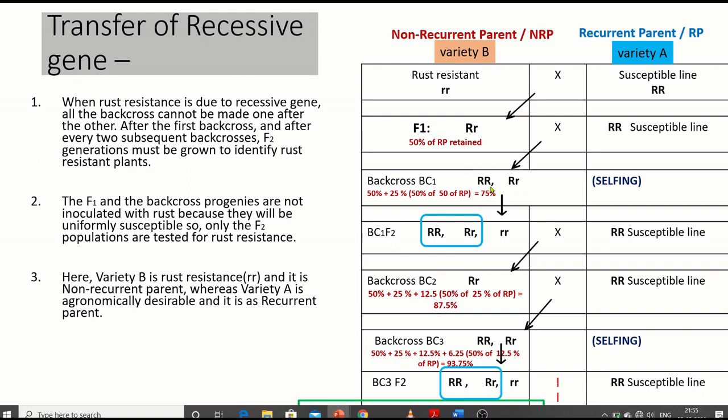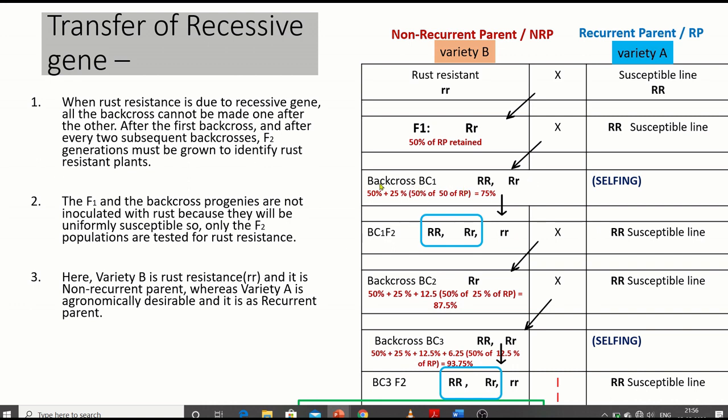How? If we self this, selfing doesn't mean we are going to cross between these two. We are going to self this capital R with capital R, and it will produce capital R. And if there is crossing of capital R small r with capital R small r, there will be production of a 1:2:1 ratio of capital R, capital R small r, and small r. So in this we are going to have these types of genotypes, and we are going to avoid this because we will be needing only the recessive homozygous genotype.